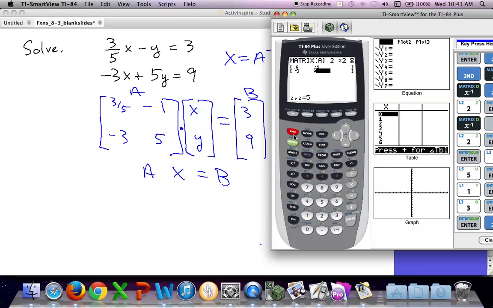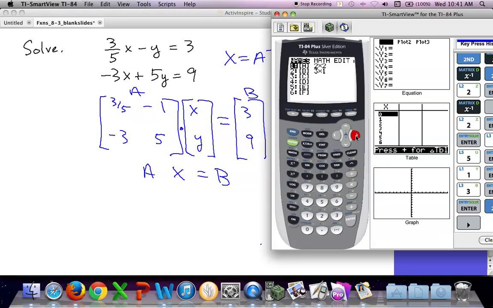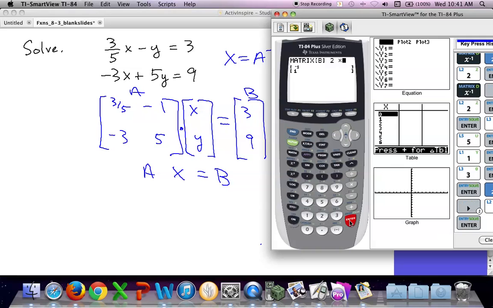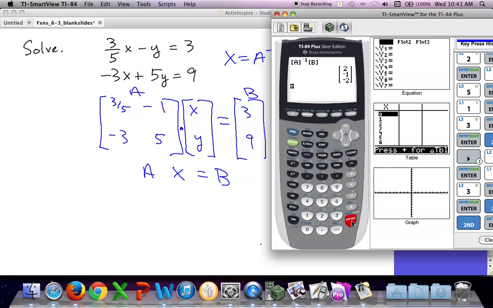And now do the other matrix. And this one is a 2 by 1. And 3, 9 is B. Look good. Then we go back to the main screen, second quit. And notice that I don't need to do A to the -1B. It's the last thing I typed. So I'm just going to say second, enter, and it brings up the last thing I typed. And it'll do it again with the new matrices.